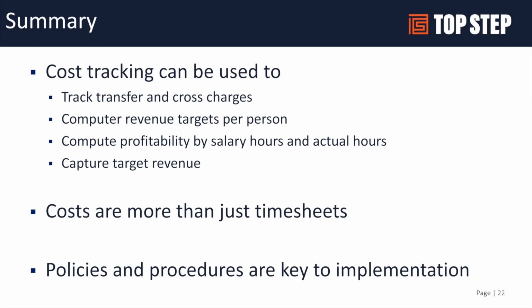So in summary, there's a lot of options in cost tracking in OpenAir. You can track transfer and cross charging, revenue targets, profitability, salary and actual, as well as target revenue. So a lot of different use cases there that go beyond just pure costing. Costs are more than just timesheets. They're intricate to determining reporting and profitability and all those contribution margin KPIs that are prevalent inside of professional service organizations.